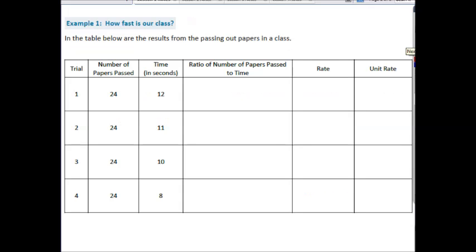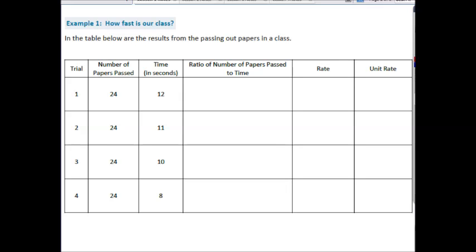Let's take a look at our first example. In this situation, we had a class that was passing out papers and they timed in seconds how long it took them to pass out these papers. So notice in all of these in the first column it's all 24s because the number of students doesn't change, and then the time that it took them to pass out with the different trials. In our third column, we're asked to represent the ratio of numbers of papers passed out to time. And there's different ways to represent ratios.